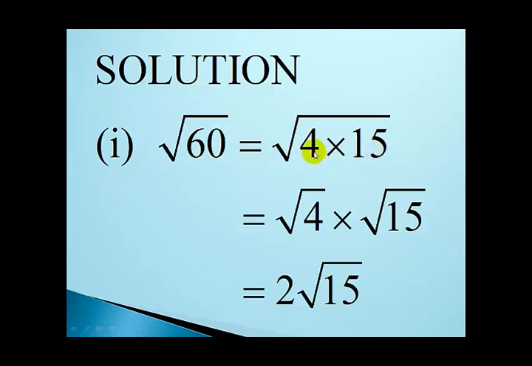Now you can see that 4 is a perfect square, and we know that the square root of 4 times 15 is equal to the square root of 4 times the square root of 15. Now when we take the square root of 4, the answer is 2, and that is why 4 is a perfect square. And 2 times the square root of 15 is equal to 2 root 15. This implies that root 60 is equal to 2 root 15.